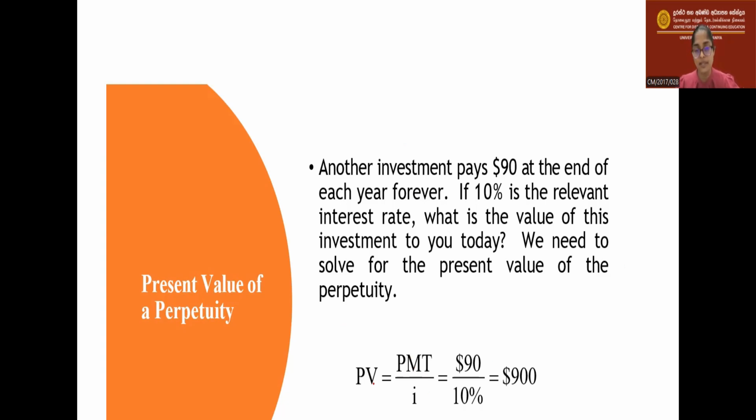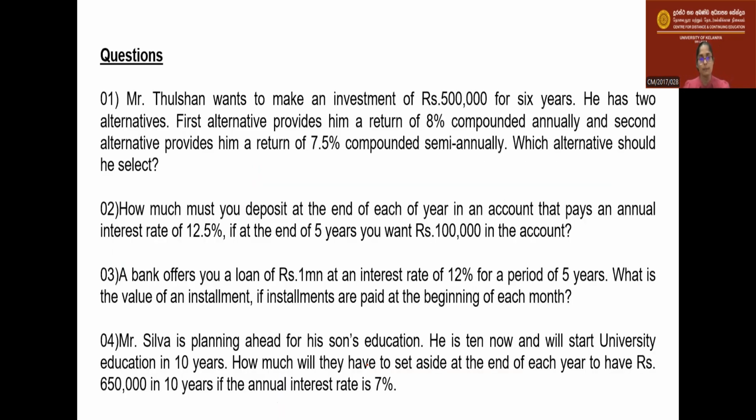So you know the formula now: present value equals PMT over I. What would be the PMT? The receipts or payments value, 90, divided by I, your interest rate, which is 0.1 or 10%. Then what would be the present value, today's value? If at the end of each year forever you are getting 90, with an interest rate of 10%, what would be the present value? Because the payments are received at the end of each year forever, the present value would be $900.